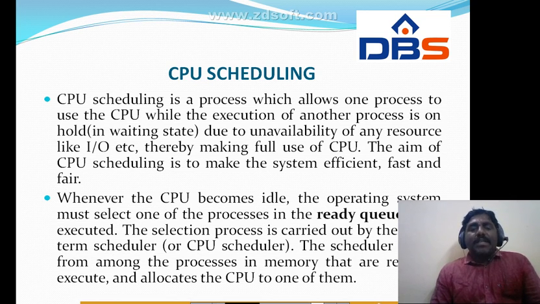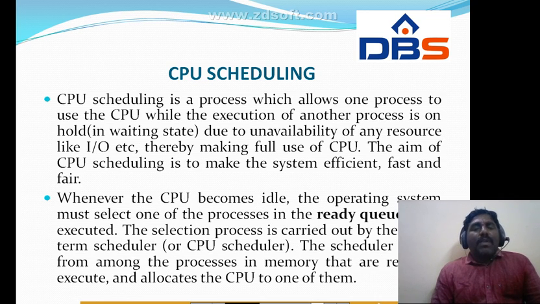Otherwise, if a process in the running state needs any resources like IO devices, it will come to the waiting state. After completion of the waiting state, it will again go to the ready state. From the ready state to the running state, and from the running state to the terminated state. This is the life cycle of a process.